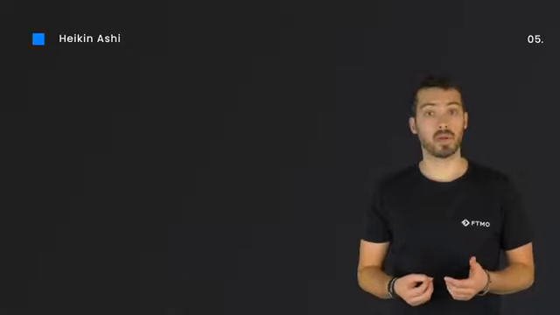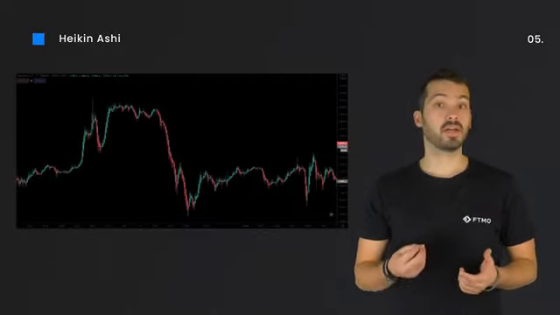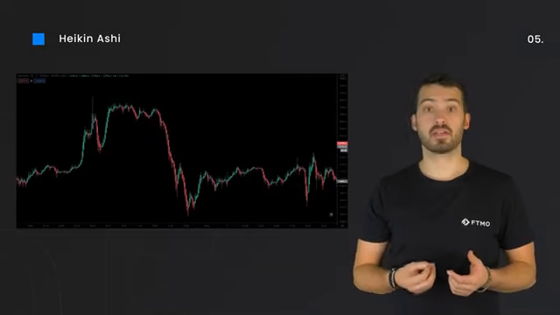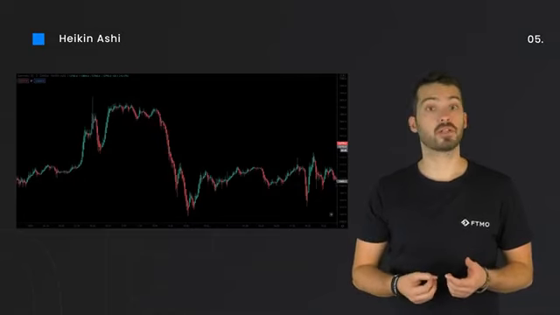Heikin Ashi. Heikin Ashi is another chart representation which comes from Japan. It means average bar. And although this is not something you need to know, here you can have a look at how the Heikin Ashi candle is calculated. Heikin Ashi is constructed the same way as a candlestick chart but has a different calculation method.